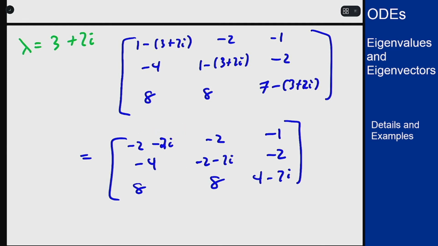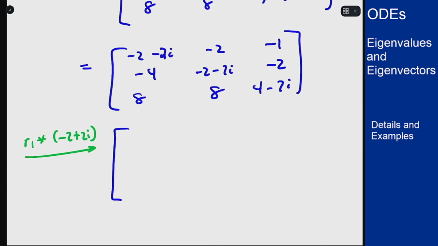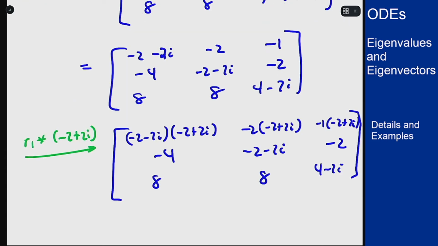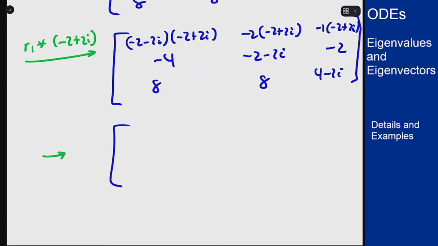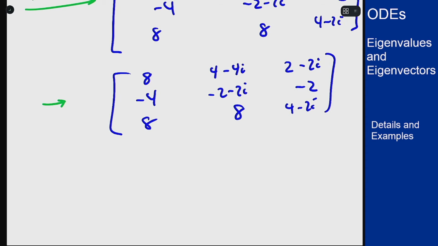I'm going to do row 1 times minus 2 plus 2i. And then I'll just write that out, and then do the complex multiplication. If I do that, this will be a 4 minus 4i plus 4i plus 4 again, so this is just an 8. Then 4 minus 4i, 2 minus 2i. Now I'm going to divide the first row of the matrix by 2. I know there's more even numbers, but just to make the row reduction look simpler, I'm going to divide the first row only by 2 at this point. 4, 2 minus 2i, 1 minus i, the rest is the same.